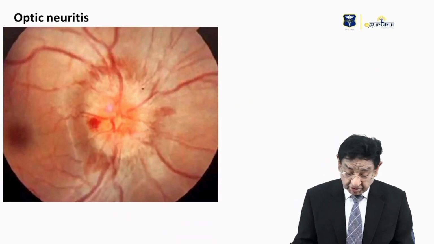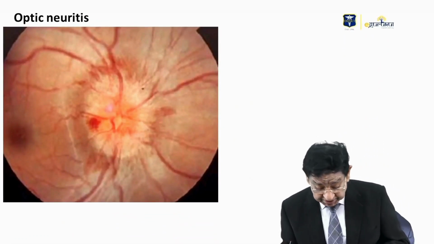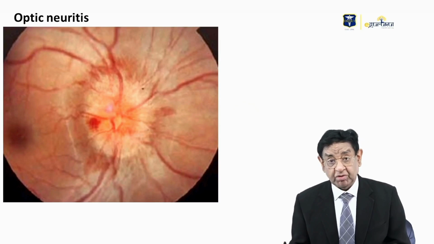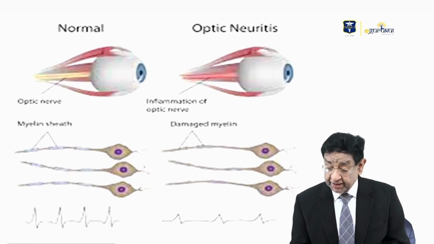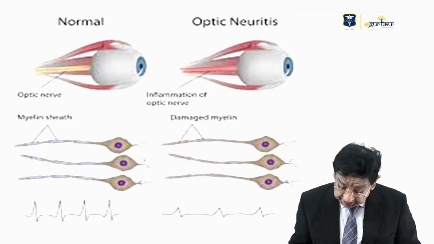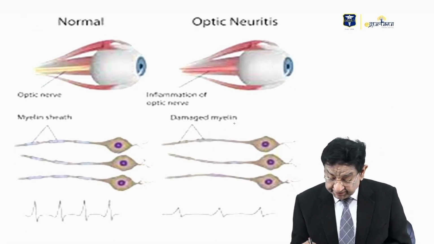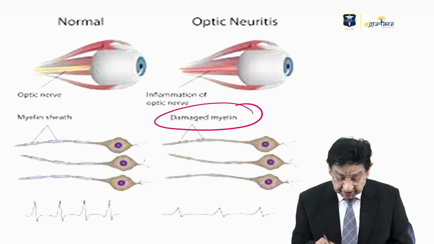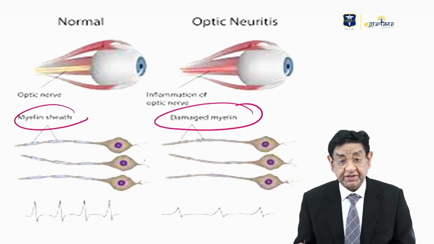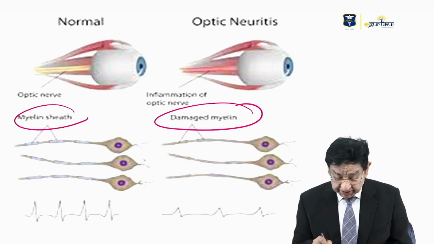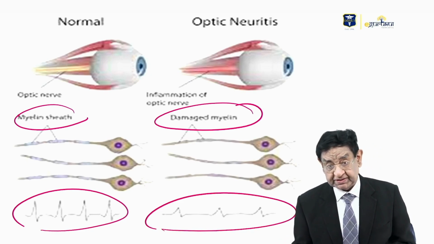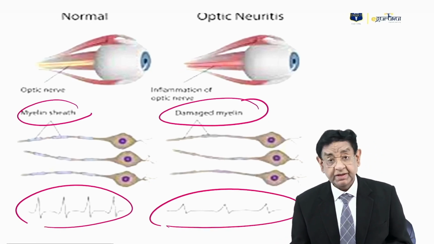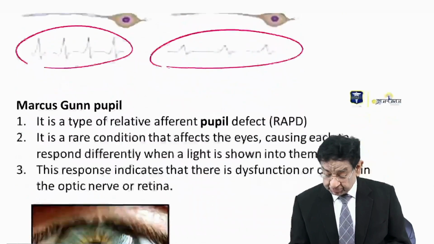Look into this. Optic neuritis by and large looks like a normal fundus. This is the typical optic neuritis. Okay, there is an inflammation of the optic nerve. Look, damaged myelin sheath is there. Look into the normal myelin sheath, and the damaged myelin sheath, and you can see the conduction velocity also is slow. I hope you understood that point very well.